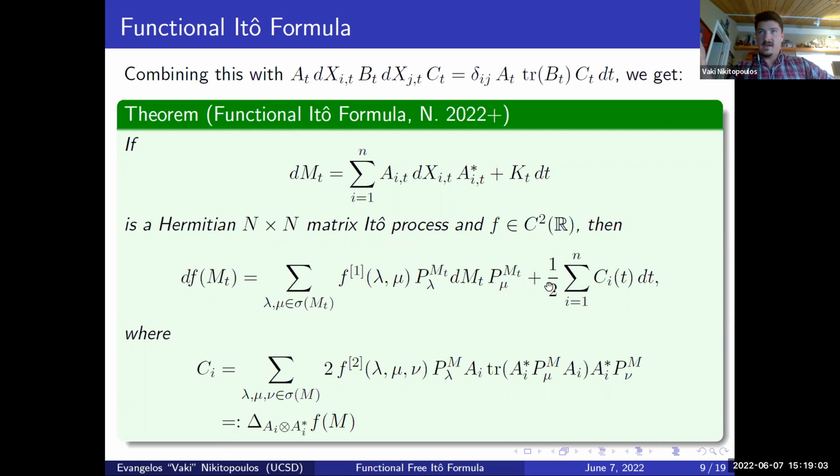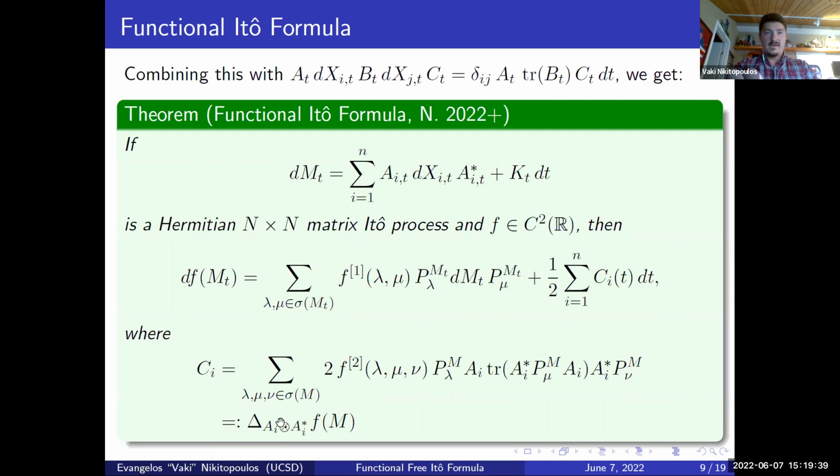Then we'll get the Ito correction term, and it's a little bit too long to write out on the same line, so I'll call it C_i(t) for correction term, the ith correction term. And it is expressible this way. Again, this comes from that triple sum that we saw for the second derivative, and also these quadratic covariation rules. That's how this trace comes up. So we get 2 times the second divided difference of F, and then we trace out the middle, A_i star P_mu(M) A_i, and then A_i star P_nu(M) at the end.